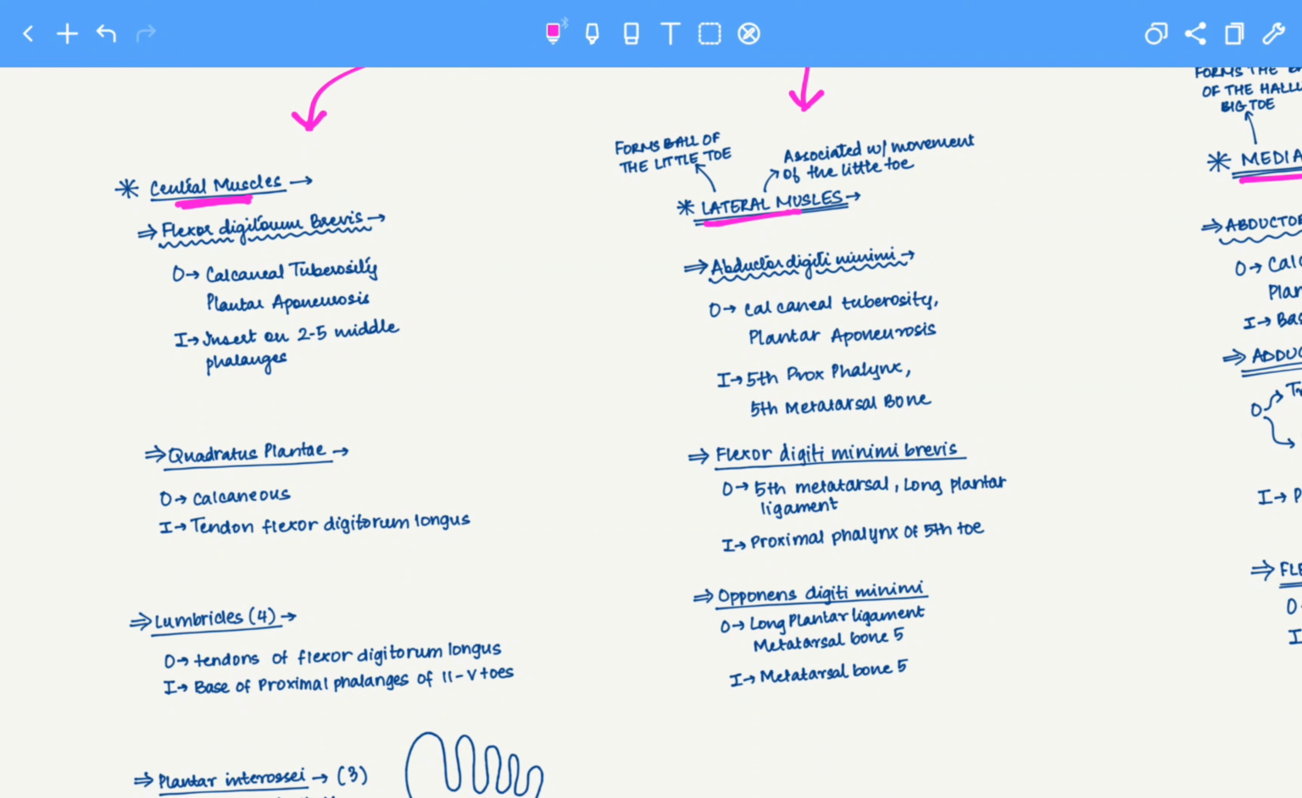So the first muscle that we're going to talk about is the flexor digitorum brevis. The flexor digitorum brevis will originate on the calcaneal tuberosity and the plantar aponeurosis, and it inserts onto the middle phalanx of 2 to 5 digits. So flexor digitorum brevis is going to be present on the plantar surface, and it is the most superficial central muscle as well as the largest central muscle.